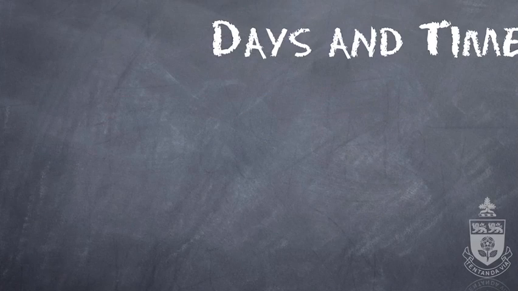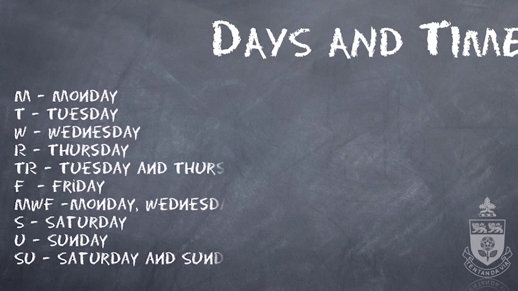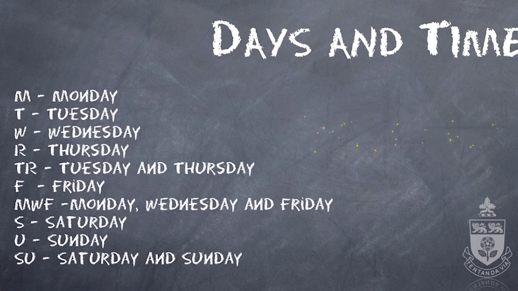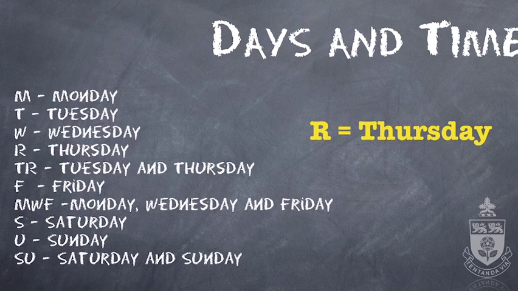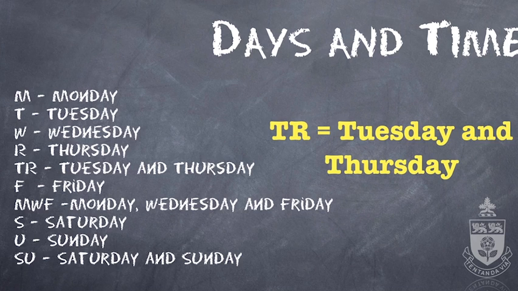You will also notice that courses run on different days of the week. For example, M represents Monday, whereas R represents Thursdays. If you see a course listed as TR, this means your course will be held on both Tuesdays and Thursdays.